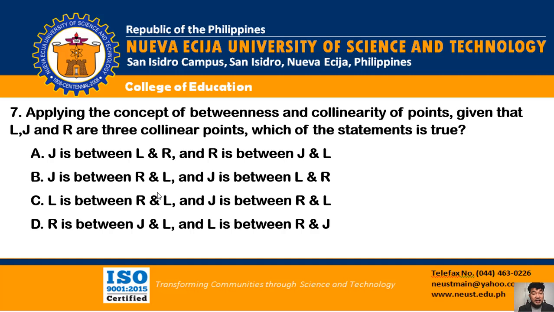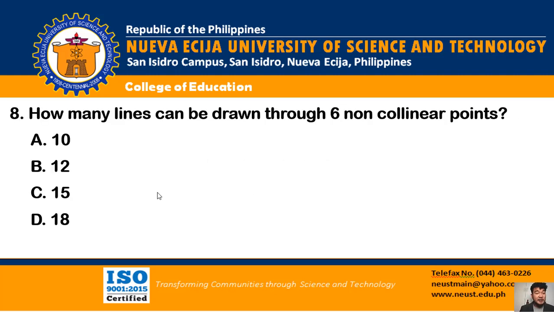Letter B, J is between R and L, and J is between L and R. So letter B is a true statement here because J is in between R and L, so that it can be in between L and R. So letter B is the correct answer.